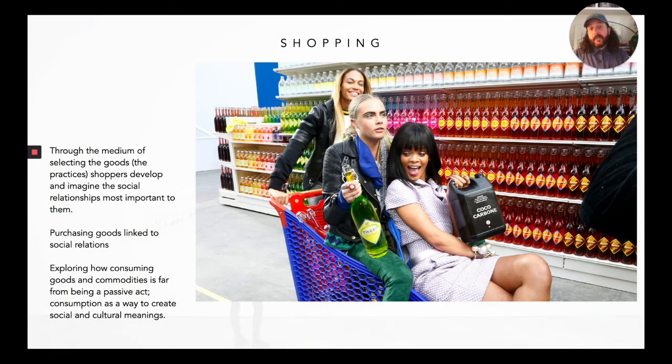Looking at shopping, again, this is a depiction of my standard weekly shop. Thinking about the way that shoppers develop and imagine the social relationships important to them in the act of shopping through the medium of selecting goods. So Danny Miller talks about the importance of love that is so crucial to the weekly mundane shop. Thinking about purchasing goods relating and linking to social relationships, and also exploring how the consumption of goods and commodities is not simply something passive. This is something quite central to the history of material culture studies. Not seeing consumption as a passive act, often a negative act, but seeing consumption as a tool used to create social and cultural meanings, as a tool from which to understand ourselves through the act of consumption.